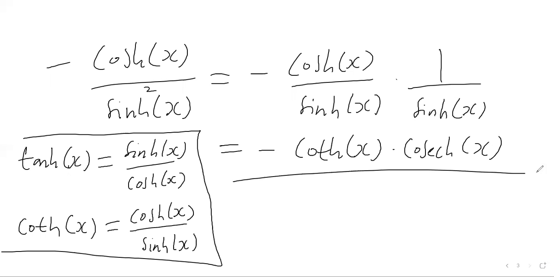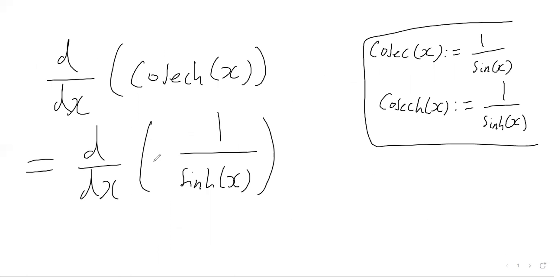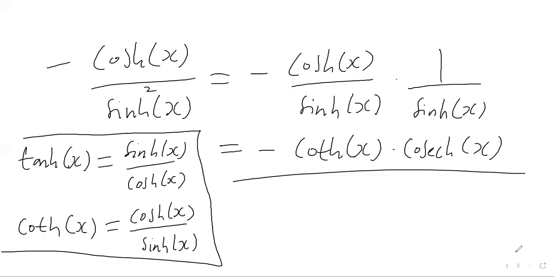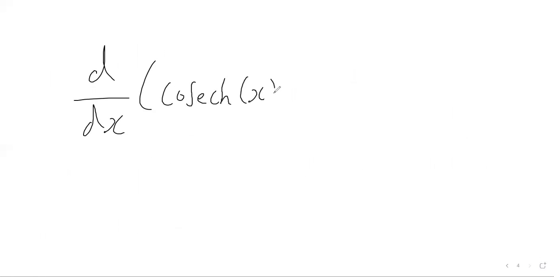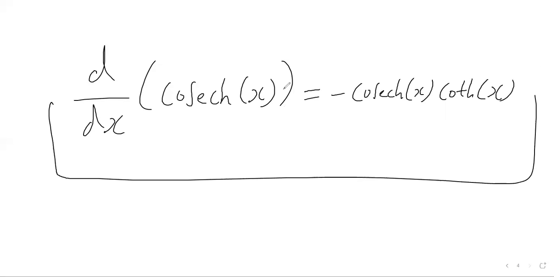And so that's going to be our final result. In conclusion then, when we differentiate this cosech function, we get negative coth times cosech. So d by dx of cosech, hyperbolic cosec, is negative cosech times coth of x. And that's the final result.